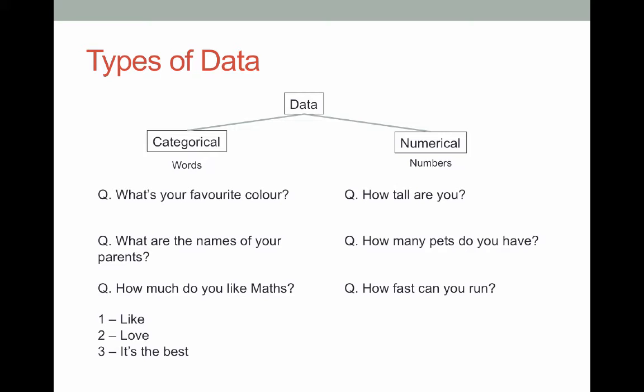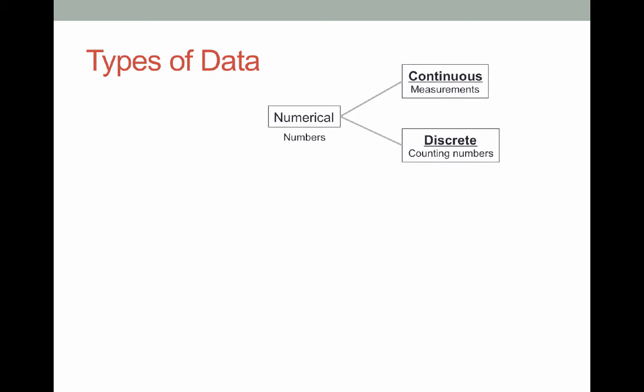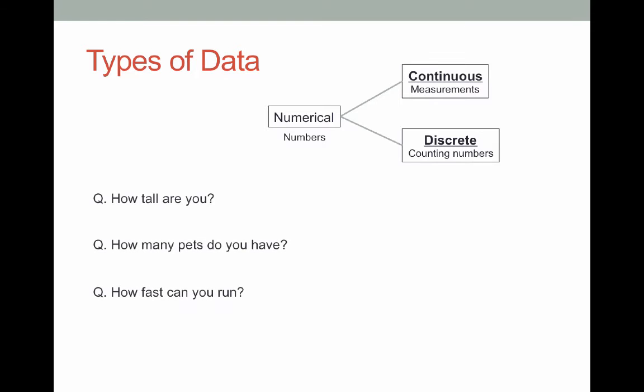When you ask questions that get back numerical data, however, there are actually two different types of numerical data. You can either get back continuous data, they're your measurements. And then you can also get back discrete data, which are your counting numbers. So if I took a look at those 3 questions I asked previously, I want you to try and work out if the answers are going to be continuous, whether they're going to be measurements, or if they're going to be discrete, whether they're going to be counting numbers.